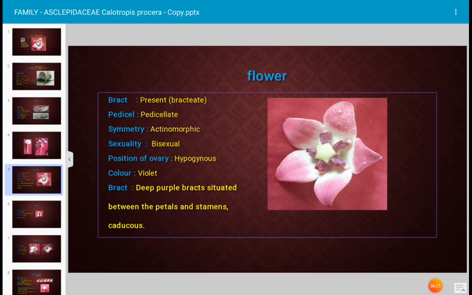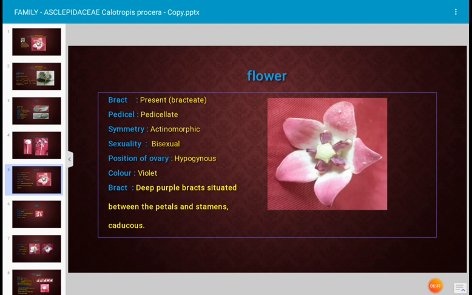Androecium is the male part of the flower, and gynoecium is the female part of the flower. Both are present in the flower, therefore the flower is bisexual, or it is also described as a hermaphrodite flower. In several books, the word hermaphrodite is used for bisexuality of the flower.